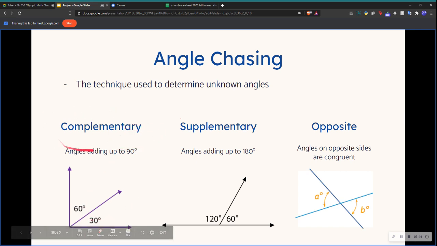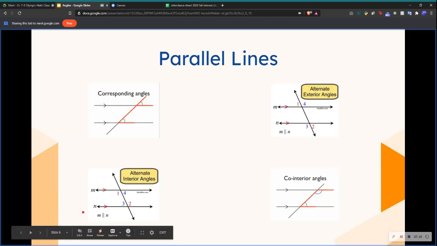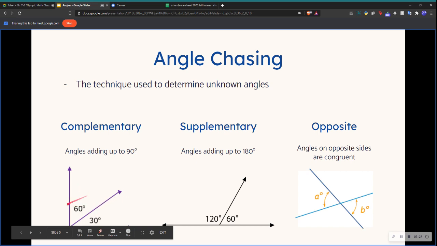So the first concept you have is complementary angles. These are just angles that add up to 90 degrees. Here's a diagram. You have 60 degrees plus 30 degrees. That adds up to a right angle. And so these are considered complementary angles, right?